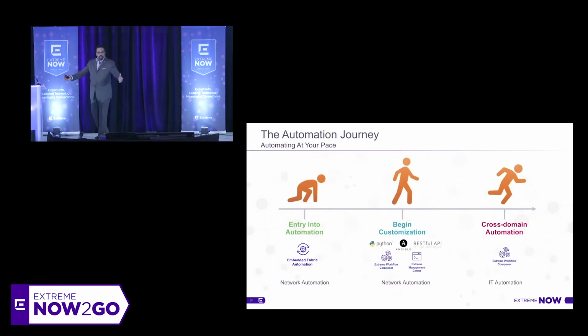As we deploy our solutions with Extreme, it's not an all or nothing approach. You can start off crawling and just use embedded fabric automation, day zero automation for an Extreme Data Center. I want to spin up a fabric, type a command, and it's done. If that's your level of automation, that's fine. But as you start to dip your toe in the water, you may want to start to walk a little bit and say, I'm more interested in what else Extreme can deliver from an automation perspective.